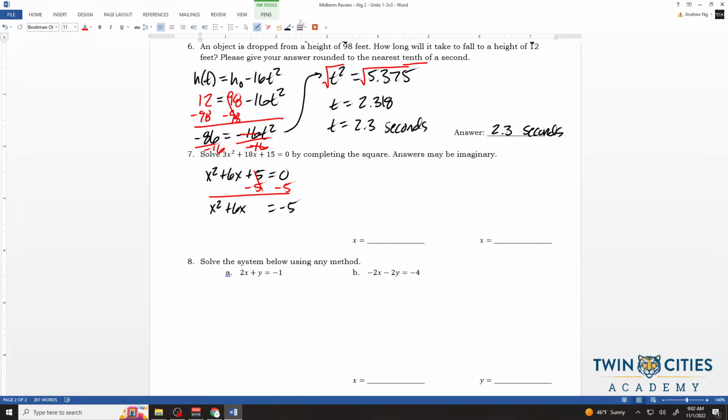And that's because what I need to do is add b over 2 squared to both sides. So let's do that off to the side, b over 2 squared. Well, b is 6 in this problem. So I'm going to be adding 6 over 2 squared to both sides. That's going to be 3 squared. That's going to be 9. So I'm going to add 9 to both sides.